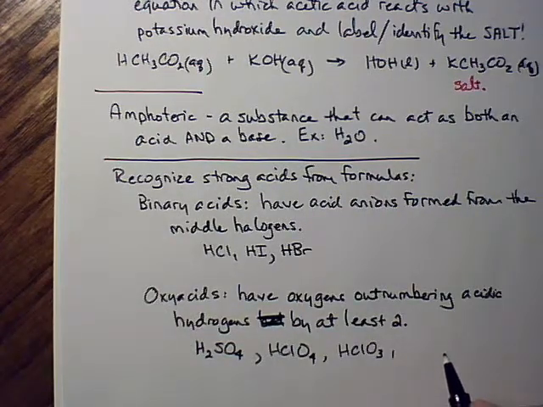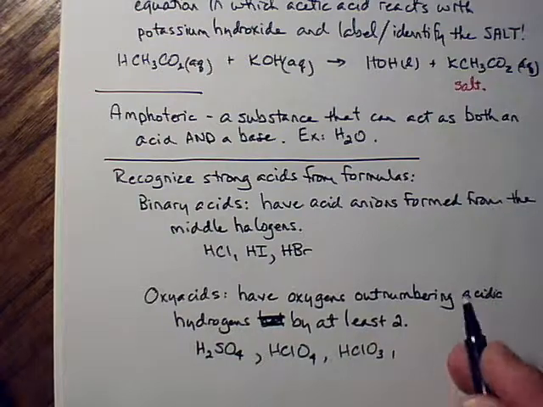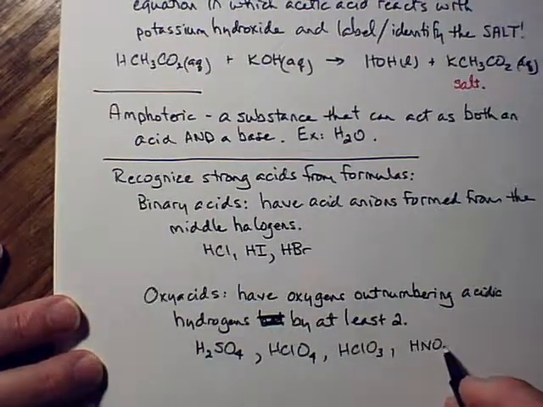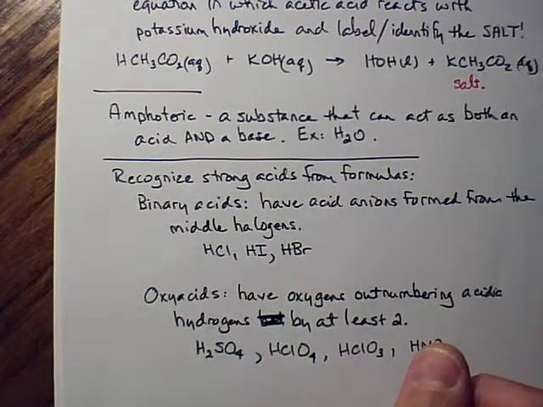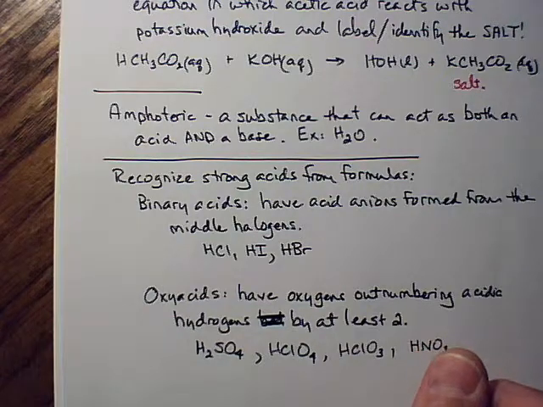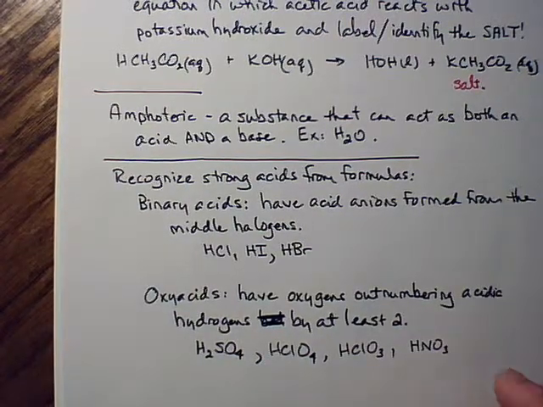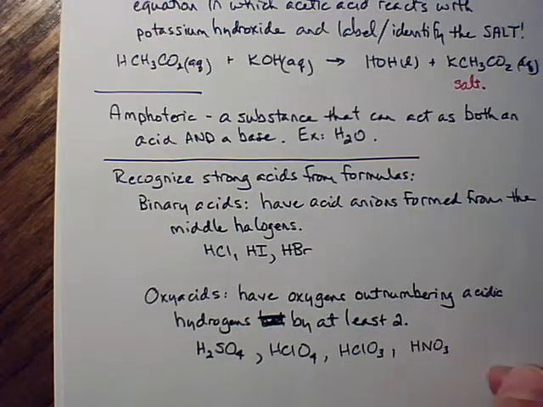Gabriel, do the oxygens outnumber the hydrogens? Yes. By how much? By 2. Is it a strong acid? Yes. Brooke, do the oxygens outnumber the hydrogens? Is it a strong acid? By how much does the oxygen outnumber the hydrogens? By 2. So it meets our requirement.